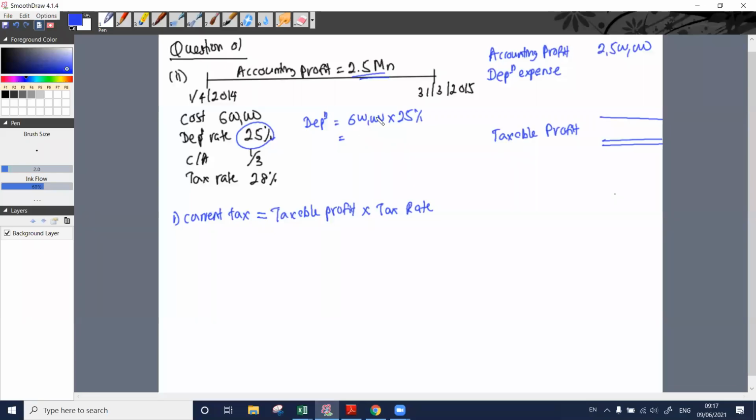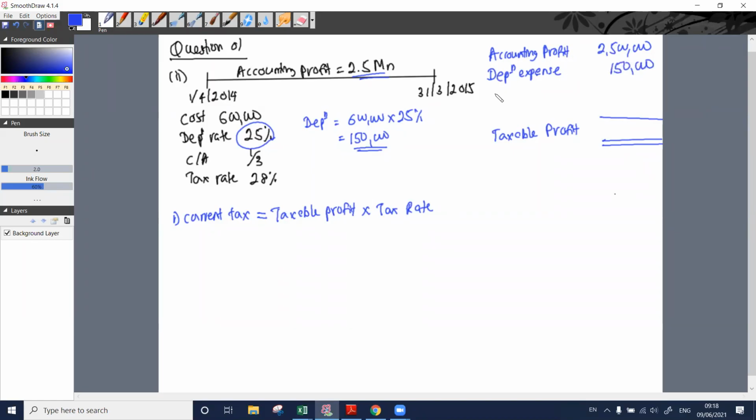Right? 100 and sorry, not 240. 150,000. This is the depreciation expense. So depreciation is not allowed. Therefore, what we need to do? We need to add back this 150,000 here. We need to add because it is not allowed.